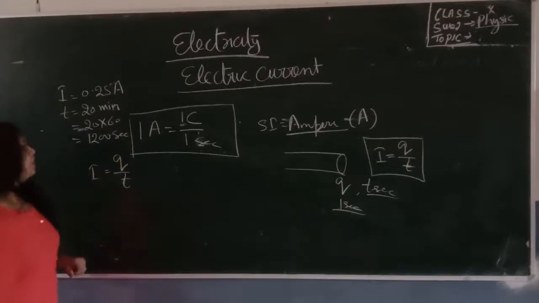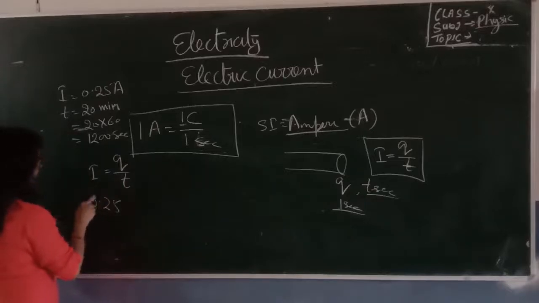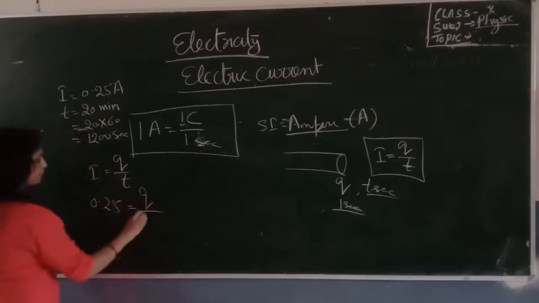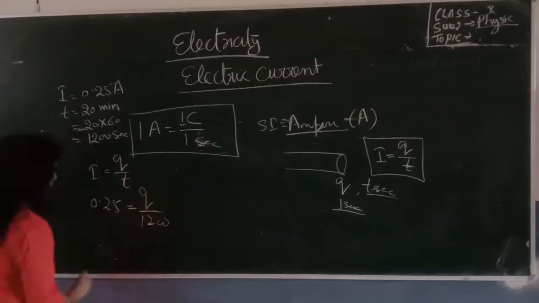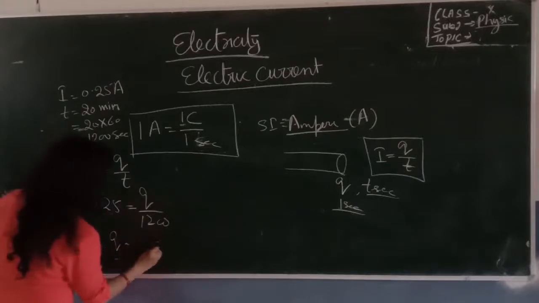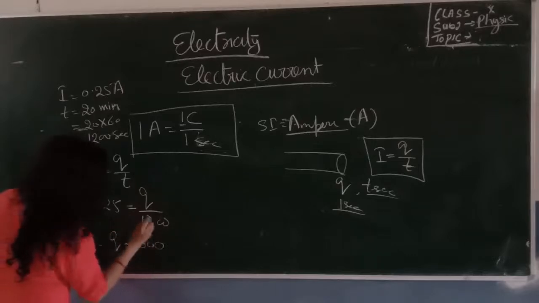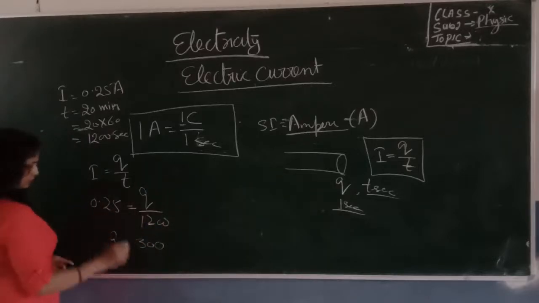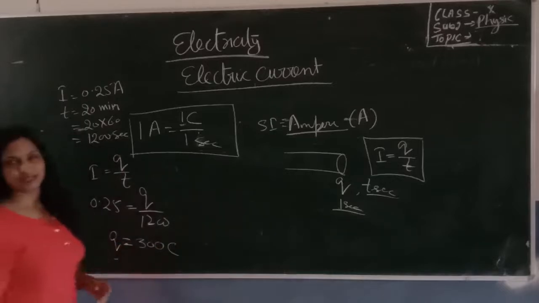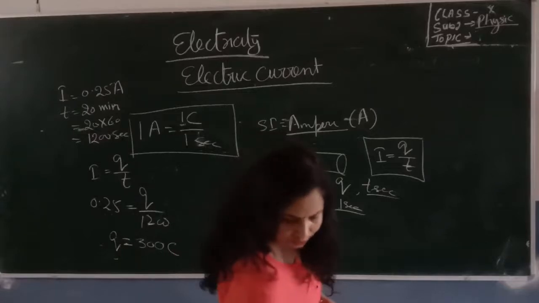So here we know the current is 0.25 ampere, t is 1200, and Q is what we have to find. By multiplying it, we will get 300 coulombs. So this much coulomb of charge is flowing through the wire. That's how we find the value of charge.